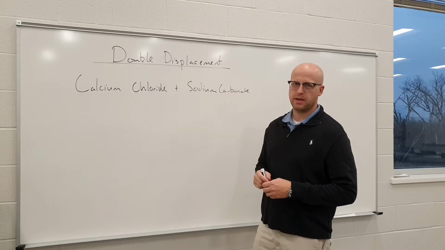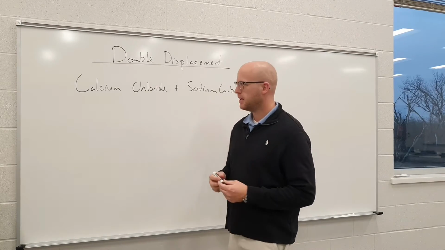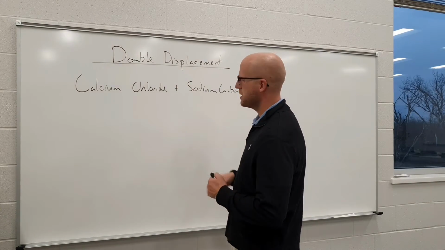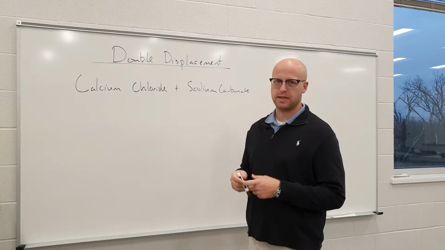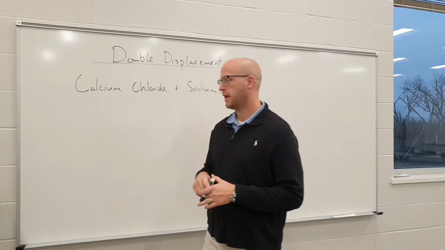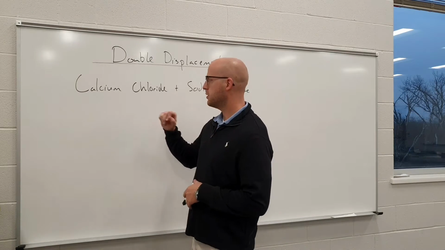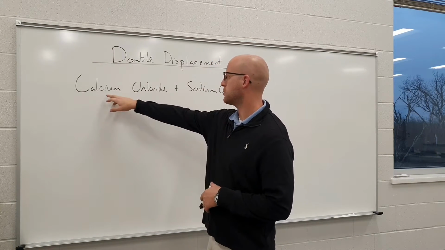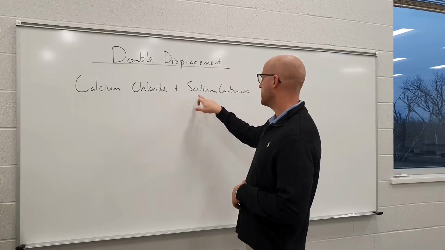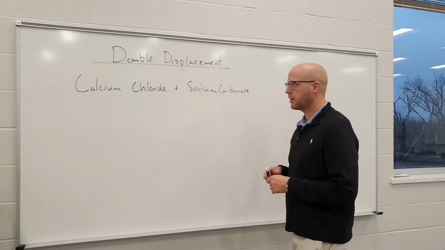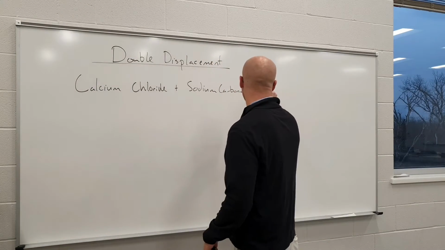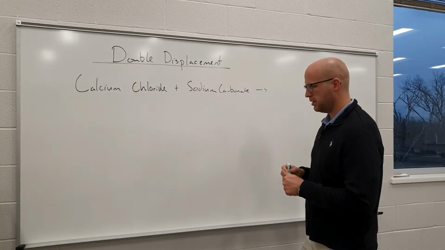Alright, welcome back to episode number 2 of Corona Labs. Today we're going to take a look at a double displacement lab. Last time we did a single displacement, where we had the metals aluminum and copper switching spots. Today we're going to do a double displacement. So what we're going to react: we have calcium chloride, we're adding some sodium carbonate, and then we're going to predict the products.